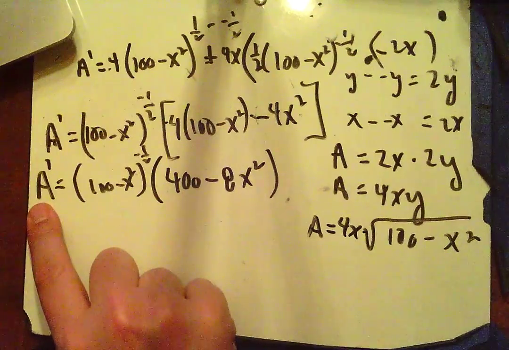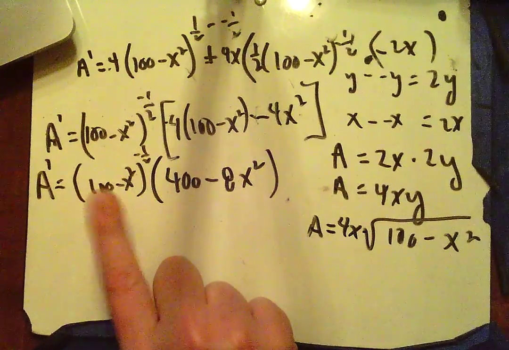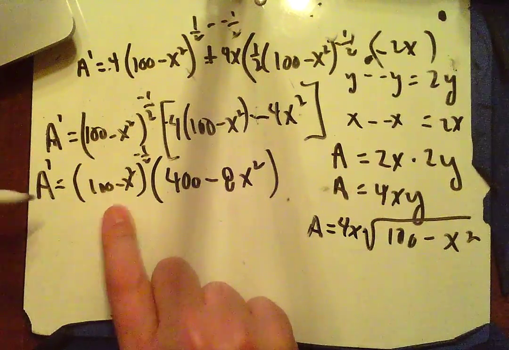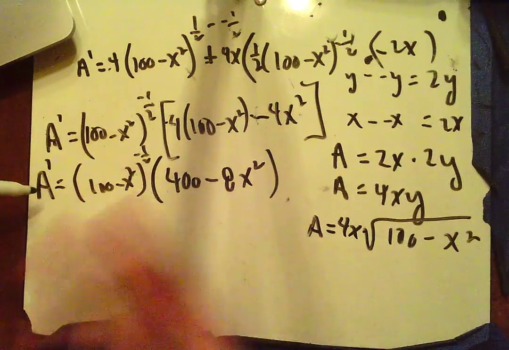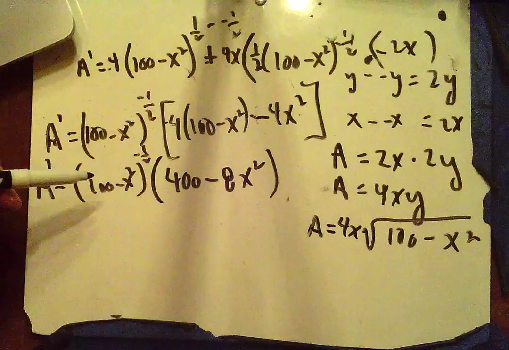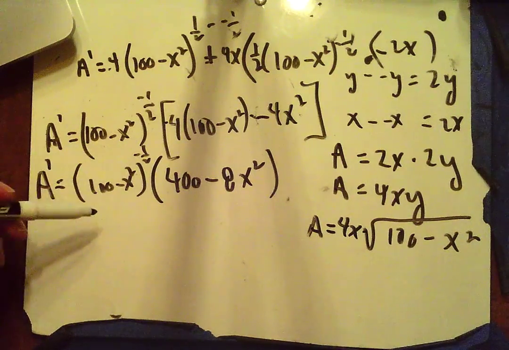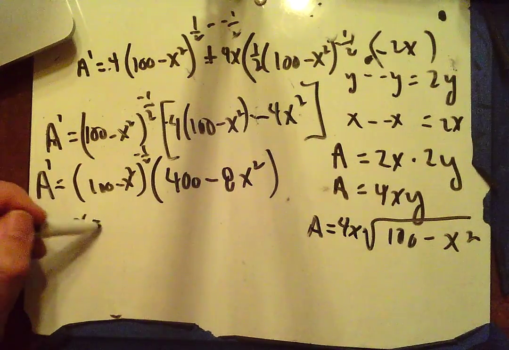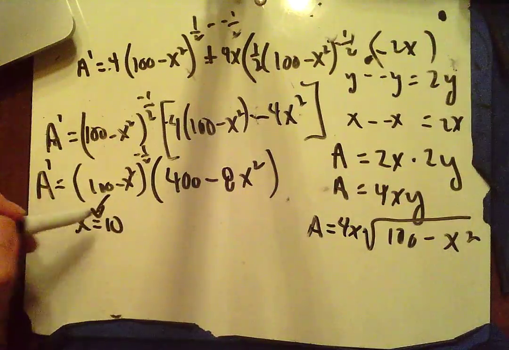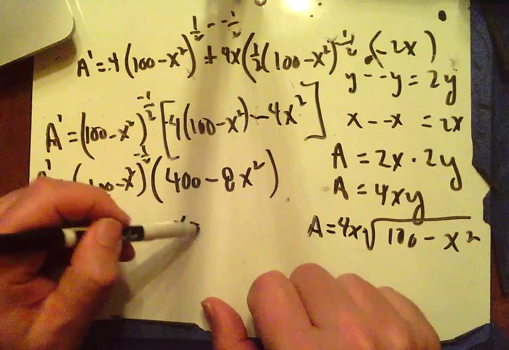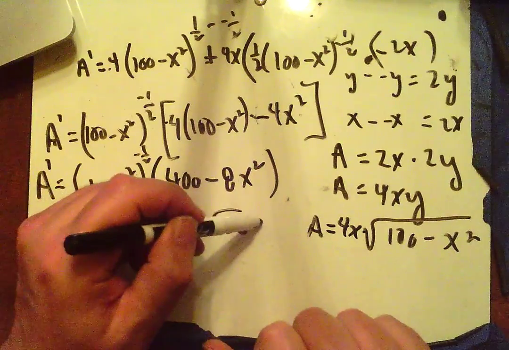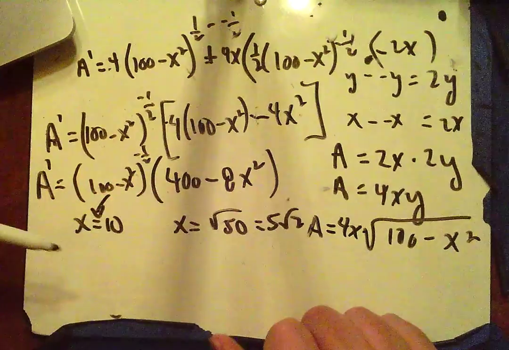So when is A prime undefined? When this is equal to 0. When is A prime equal to 0? When this is equal to 0. So I'm just going to set each of these factors equal to 0, and I'm going to get x equals 10 here, and here I'm going to have x equals square root of 50 or 5 root 2.